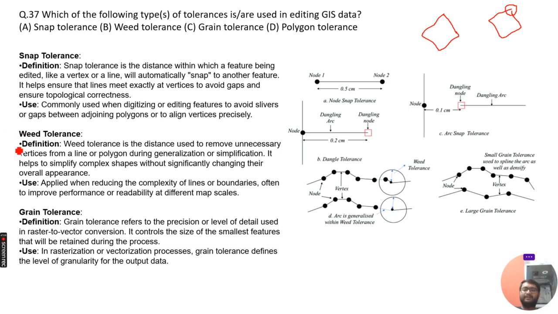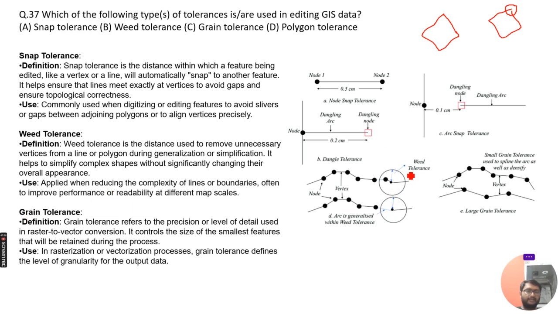Then the another one is weed tolerance. So weed means, in the region if multiple points are there, then it will remove the unnecessary vertices or additional or unnecessary information for simplification purposes. And then there is grain tolerance. So basically if we want to specify how many points are necessary, it comes under weed tolerance. And then there is grain tolerance.